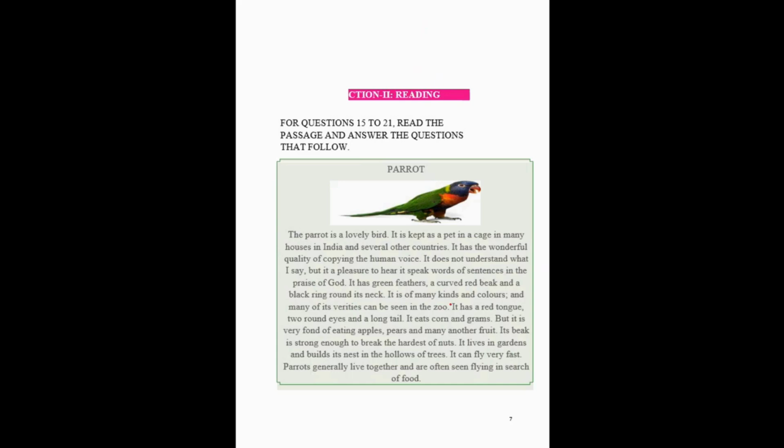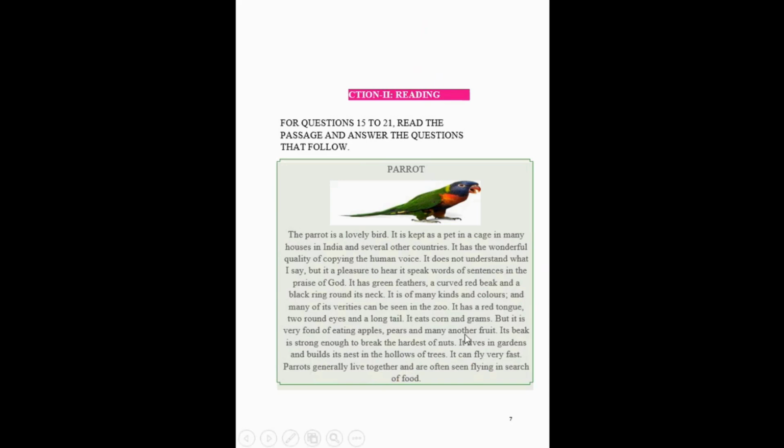It is of many kinds and colors, and many of its varieties can be seen in the zoo. It has a red tongue, two round eyes, and a long tail. It eats corn and grains, but it is very fond of eating apples, pears, and many other fruit. Its beak is strong enough to break the hardest of nuts. It lives in gardens and builds its nest in the hollows of the tree. It can fly very fast. Parrots generally live together and are often seen flying in search of food.